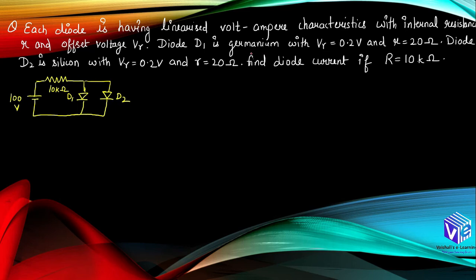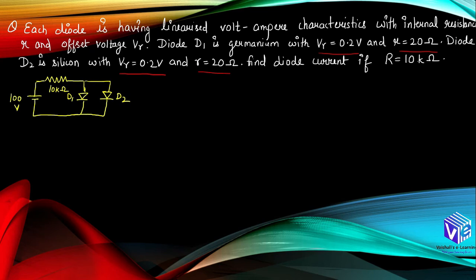Diode D1 is germanium with VR equal to 0.2 volt and R equal to 20 ohm. So D1 will be represented by 0.2 volt in series with a 20 ohm resistance, and D2 is represented with VR equal to 0.2 and R equal to 20 ohm. So now both are the same.